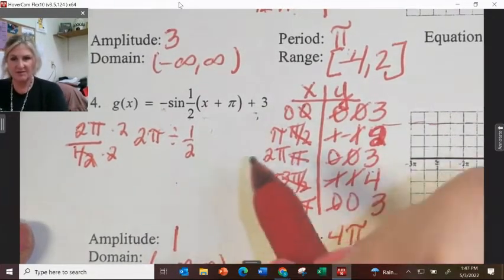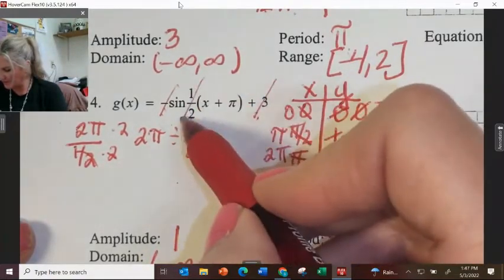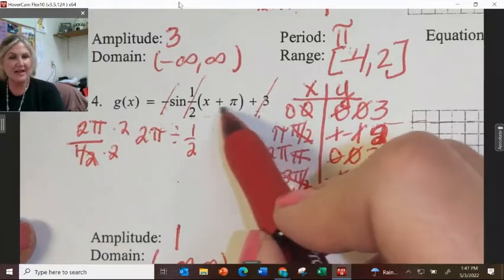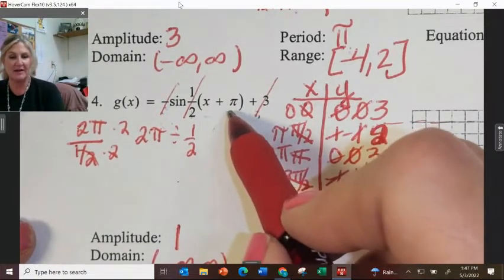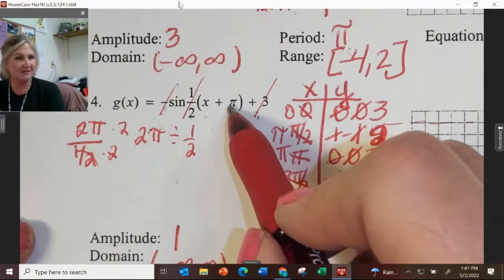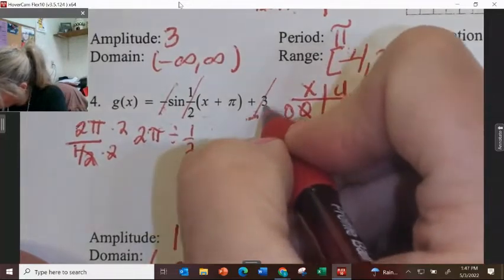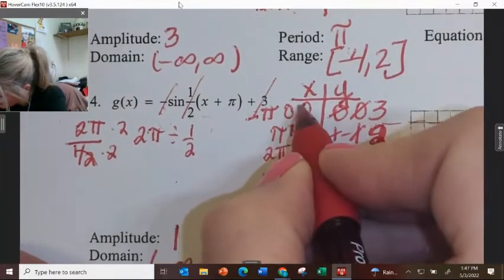Okay, so let's see what we've taken care of. We've done this, and we just did that. So the last thing we have to do is any shift left or right. And so what are we going to do? Shift right pi or left pi? Left pi. So I'm going to have to subtract pi. 0 minus pi.